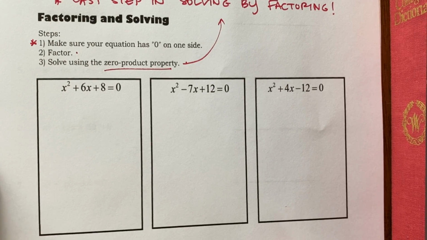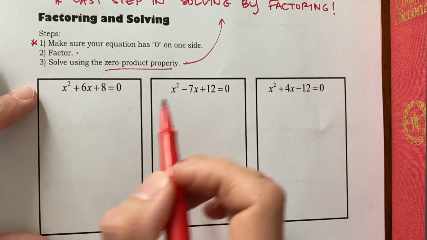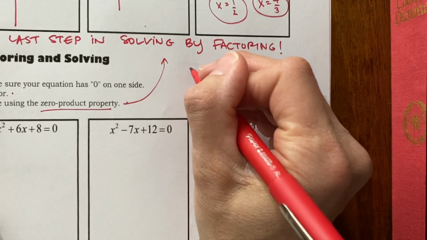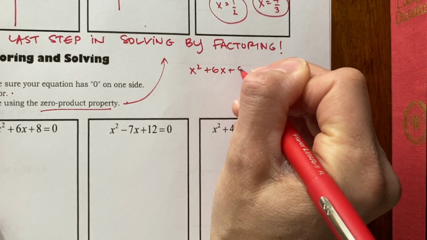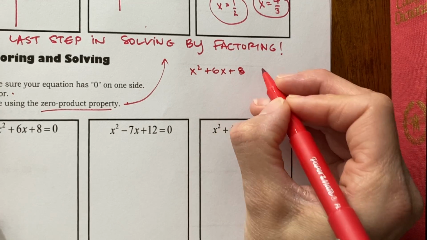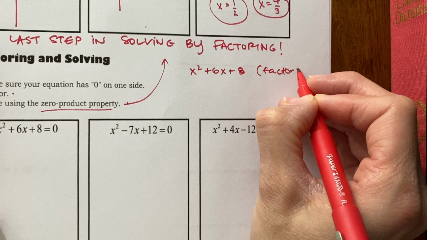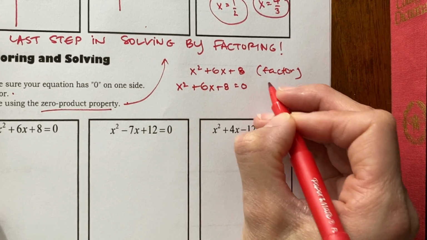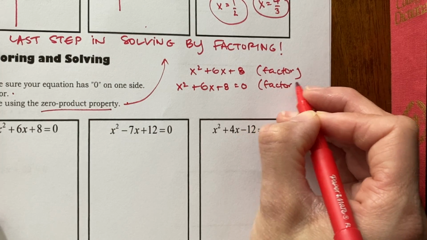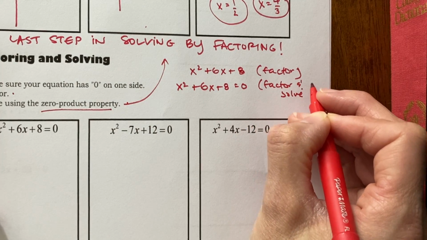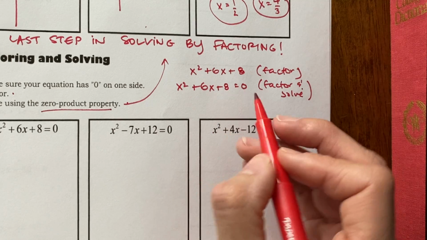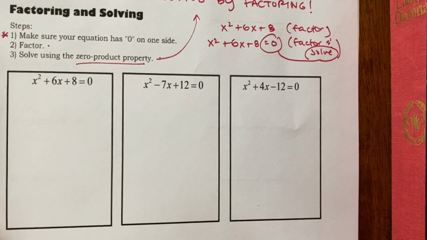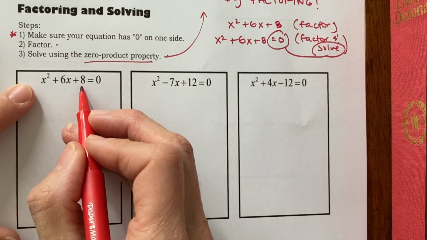So x squared plus 6x plus 8 equals 0. And again, when you see that it says equals 0, that's the difference. Like if this was x squared plus 6x plus 8 and nothing else, it would just want you to factor it. If it says x squared plus 6x plus 8 equals 0, it wants you to factor and solve. Or, I mean, I shouldn't say always factor and solve, but if you have equals 0, that means solve it, okay?